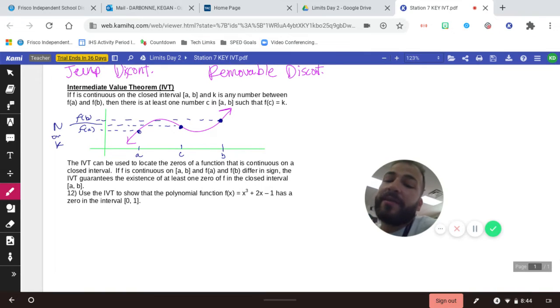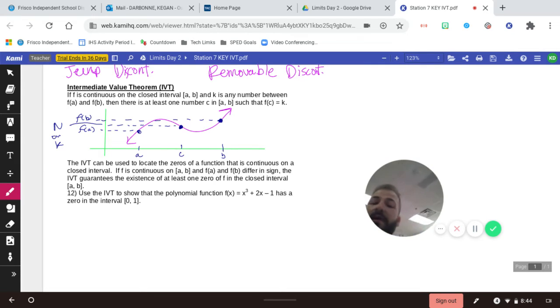So the IVT can be used to locate zeros of a function that is continuous on the closed interval. If f is continuous on a to b and f of a and f of b differ in sign, so that positive to negative or negative to positive, then it guarantees at least one zero on the closed interval. It can also be used to prove any number, but is most commonly used to prove zero.